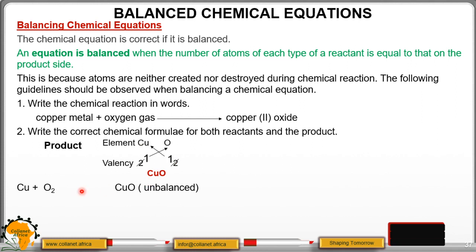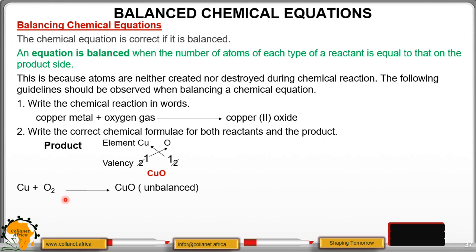Now you combine this with the reactant, which is copper plus oxygen, and it is good to note here that this oxygen is in molecule form. Gases do not exist as atoms. That is why oxygen carries this 2, because this is a molecule, and then to form copper 2 oxide. This is unbalanced. And it is good to note that we use arrows, we don't use an equal sign.